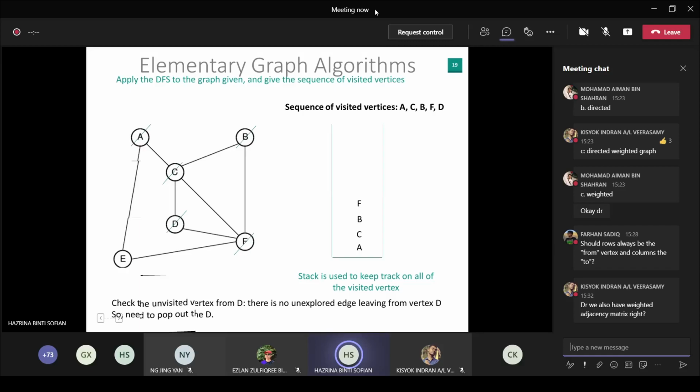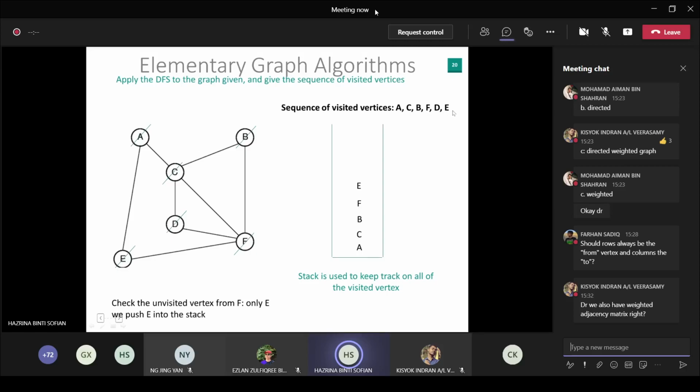So we need to check F. F still has an unvisited vertex. If F had already visited all its vertices, then we would need to pop F. But here there is one, which is E, so we need to push E into the stack. So this is our sequence: A, C, B, F, D, E.